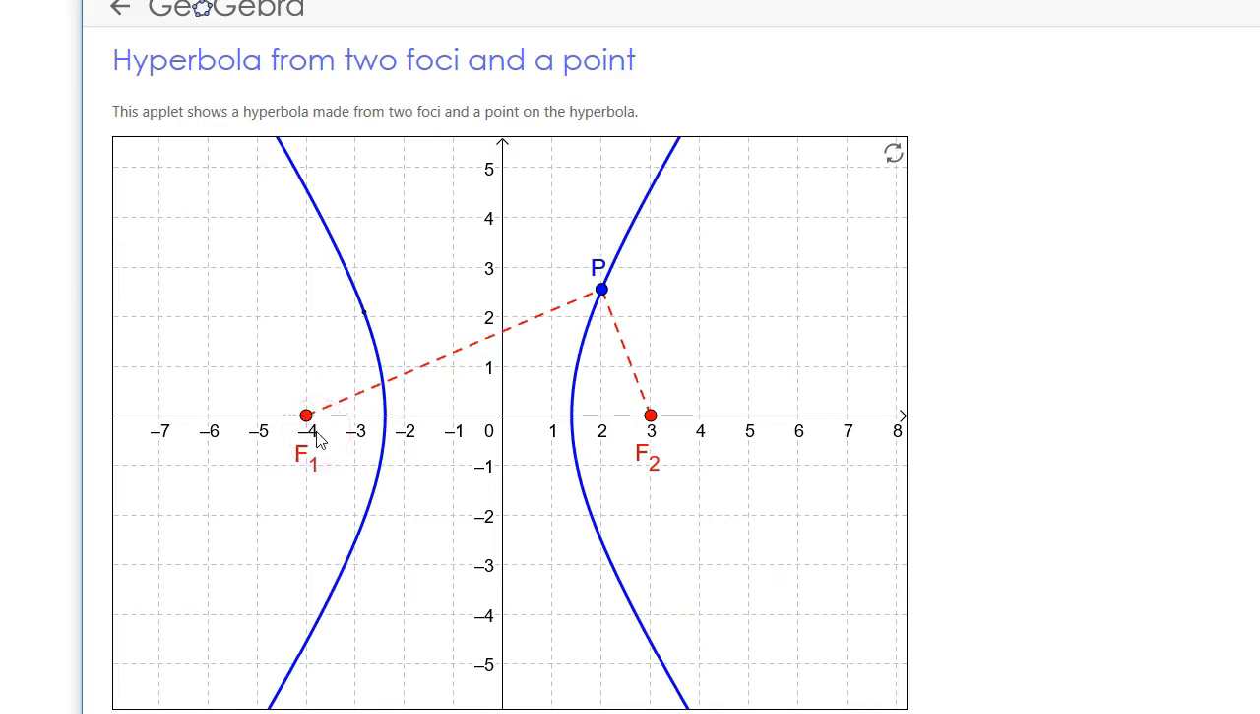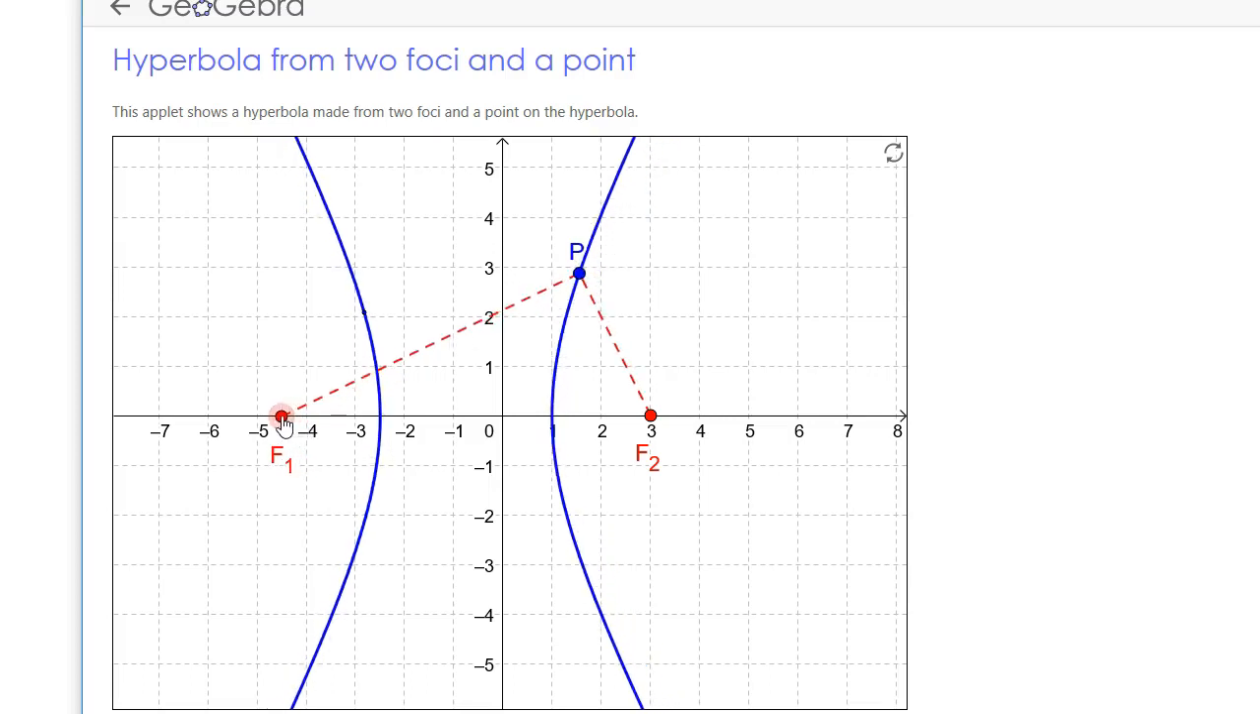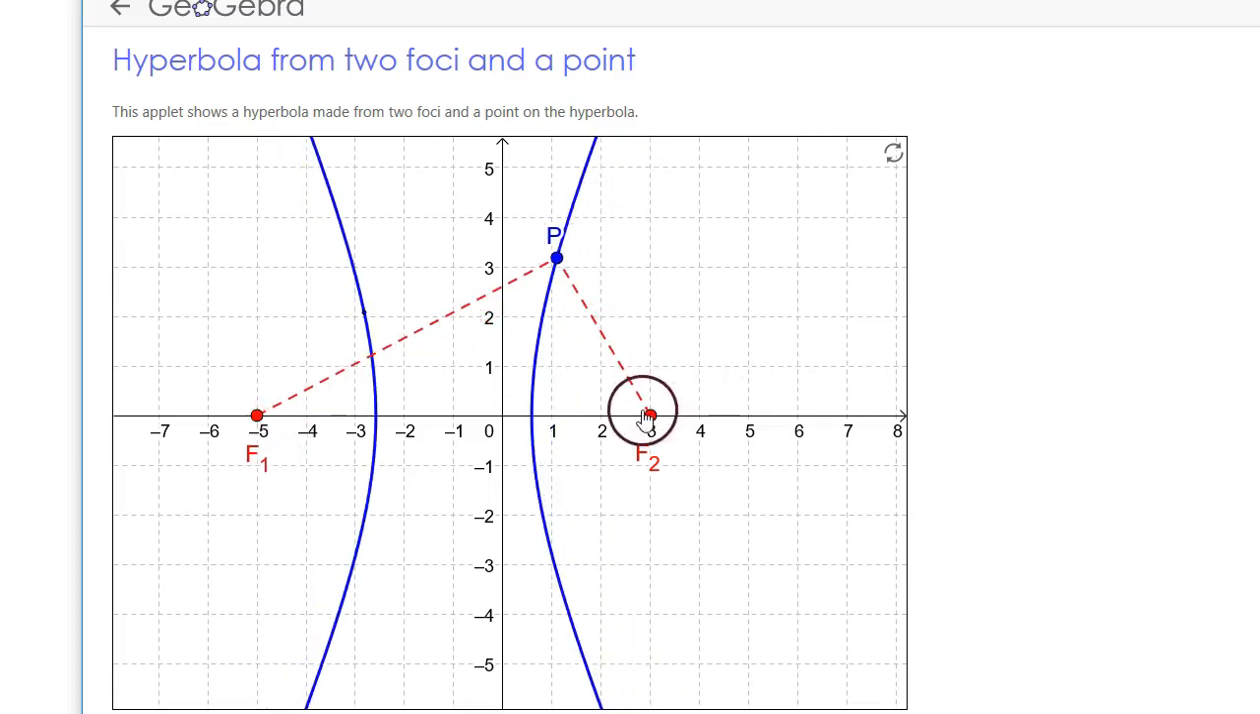Notice what's happening to the distances between the foci and point P, which is right here on the hyperbola. When you subtract the distances, it remains a constant number. So as I move this one out here farther, this one here gets a little bit longer, so that when I subtract the two distances, I'm always getting a constant amount.